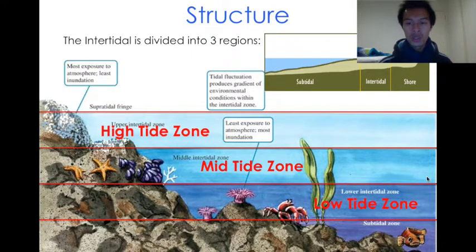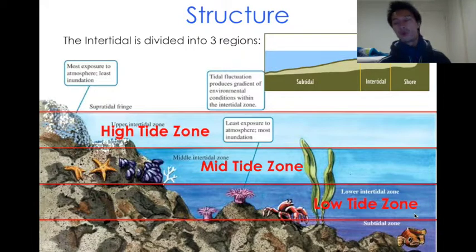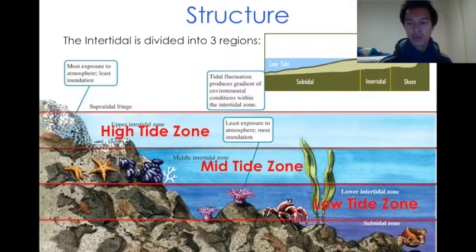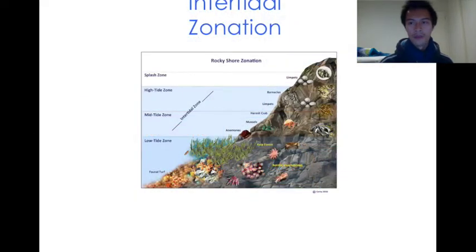And then you've got the low tide zone, which is where you're going to be submerged for most of the day, and then only for a small section of the day are you going to be emerged or outside of the water. Anything below that is called the subtide, where it is permanently submerged, and anything above that is just the shore. Okay.